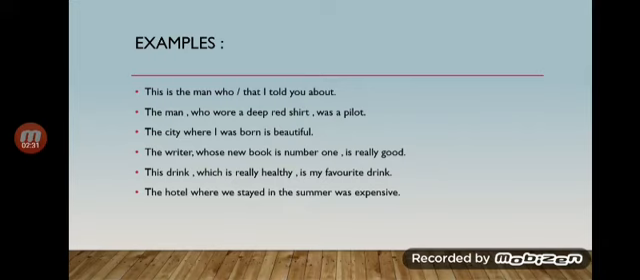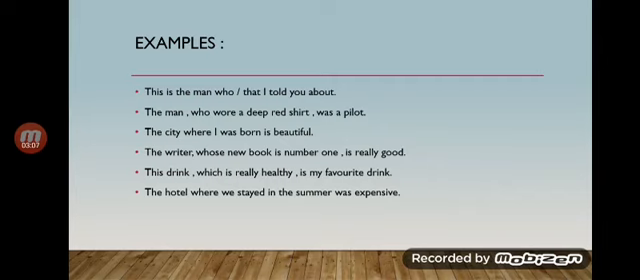In this case, yes, his new book is number one. This is extra information, giving you extra meaning. Okay, so because of this, we say that this is a non-defining relative clause. Now we will come to this drink, which is really healthy, is my favorite drink. Again, it's a non-defining relative clause, and of course you can omit the information after which. It makes sense to say this drink is my favorite drink.